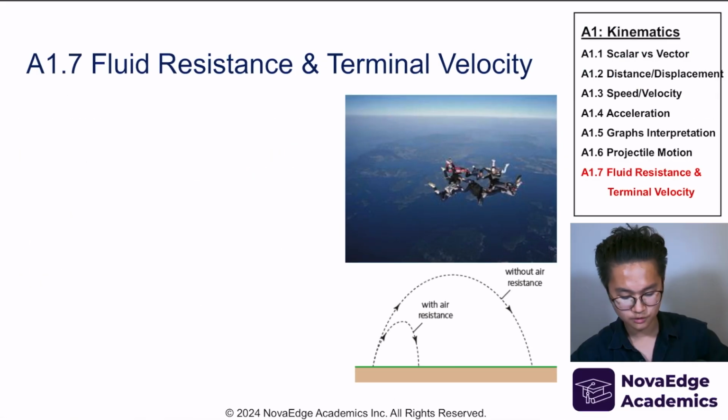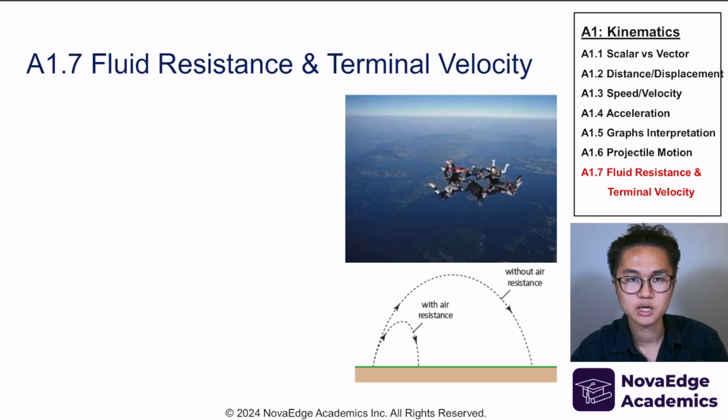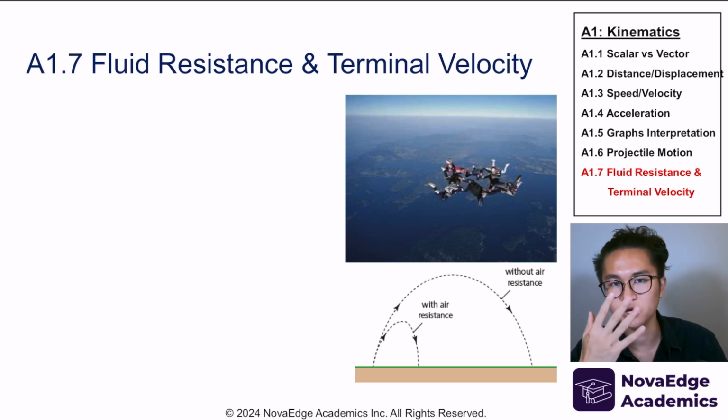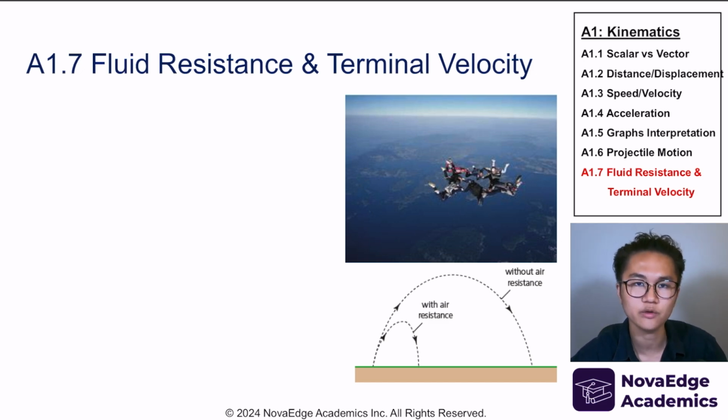Okay? So last but not least, I'm going to talk about fluid resistance and terminal velocity. In the previous problems, we've completely ignored something called air resistance. And air resistance is the air that you hit when you're traveling at a fast speed. Well, it turns out that this resistance increases as you travel faster. So the fluid resistance increases as you travel faster.